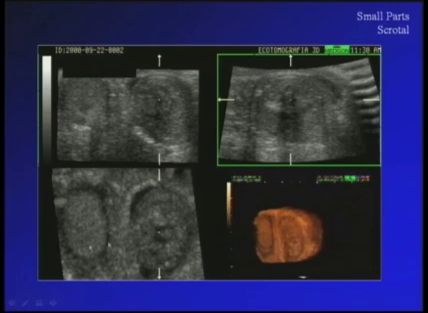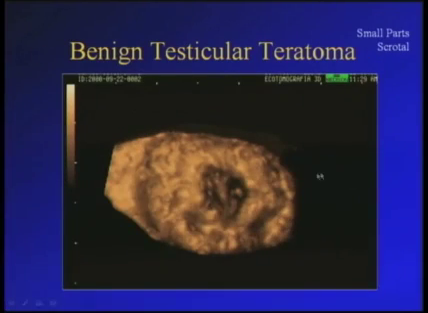Multiplanar, here this is the coronal view, this is the right testis, this is the left testis. Here we have the volumetric representation, and we can see here the complex image corresponding to a benign testicular teratoma in a patient of 2 years old.